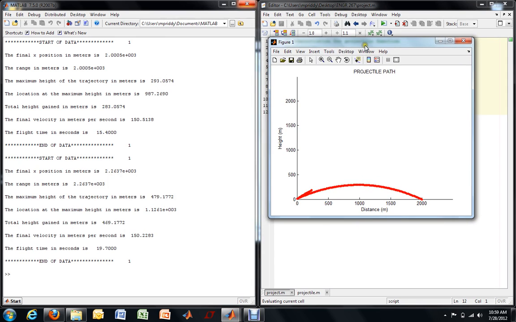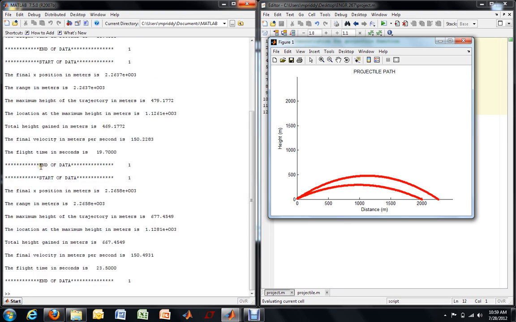Here's the first trajectory. The data is represented here. Start of the second trajectory's data is here. And finally, the third, and it's illustrated here in this figure.